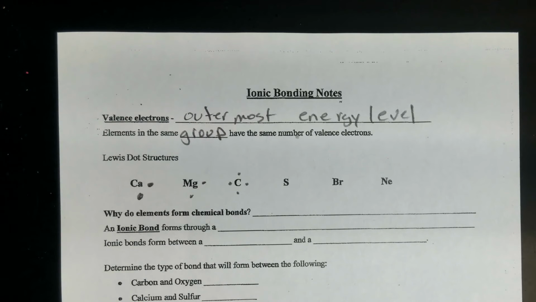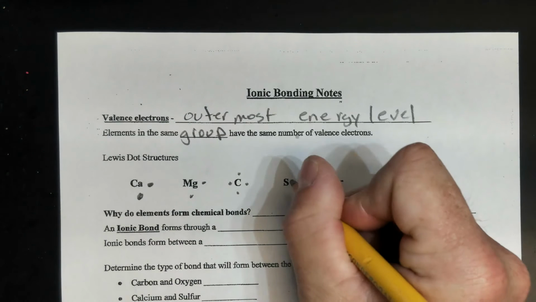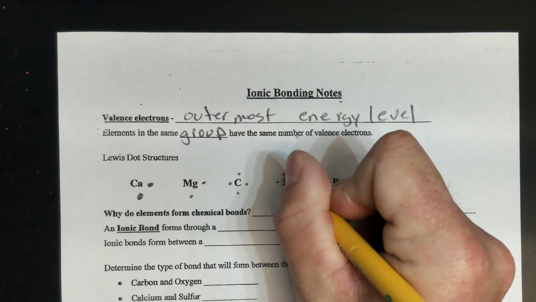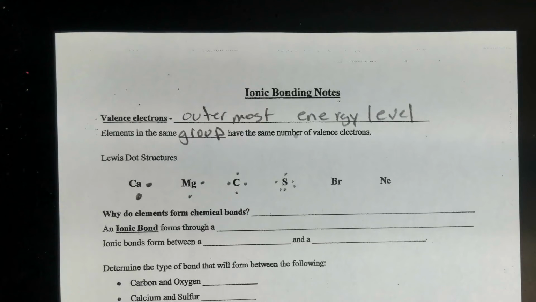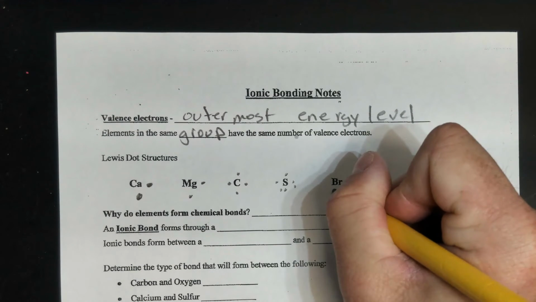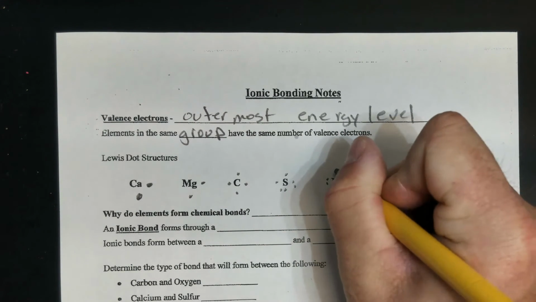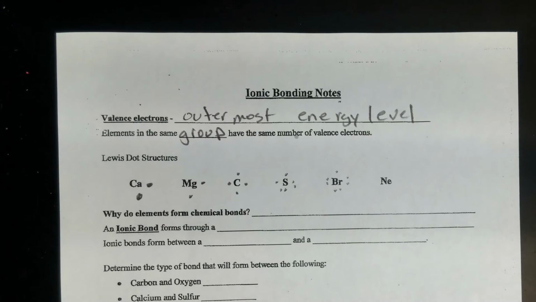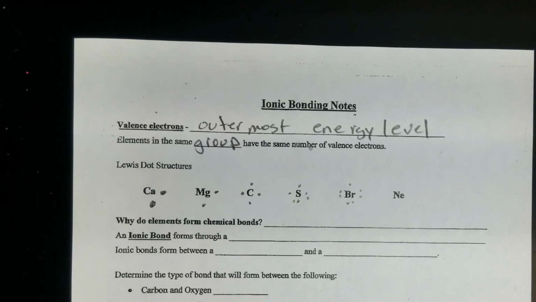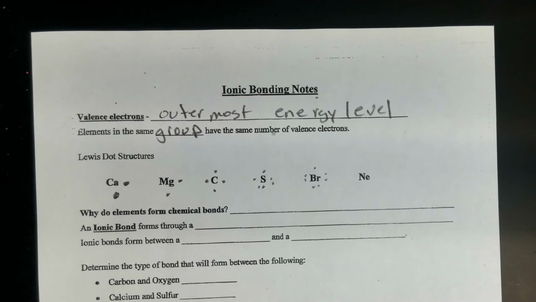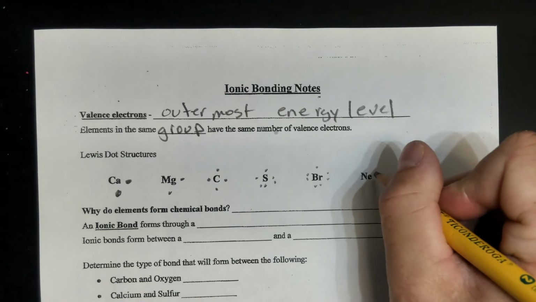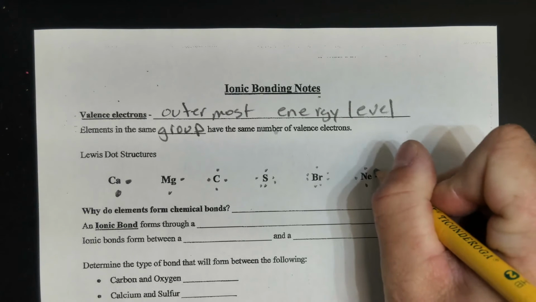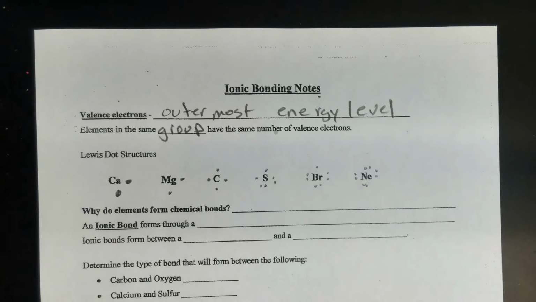Sulfur is going to have 6 valence electrons, so it's going to have 6 dots. So 1, 2, 3, 4, 5, and 6. Bromine has 7, so it's going to look very similar to sulfur, but it's going to have 1 more dot, so it's going to have 7 dots. Neon is like the element that all elements want to become because it has 8 valence electrons. All elements want to get to 8 valence electrons. It's in group 18, so we're going to subtract 10 from that. So we're going to have 1, 2, 3, 4, 5, 6, 7, 8.